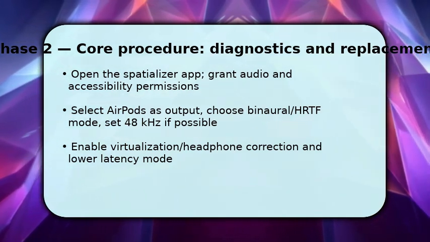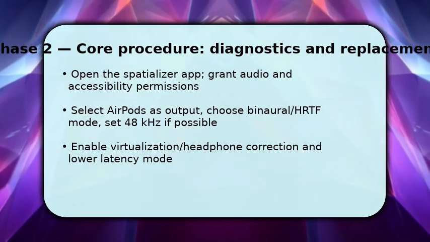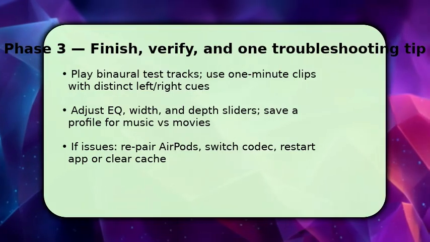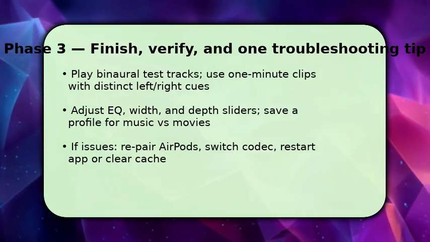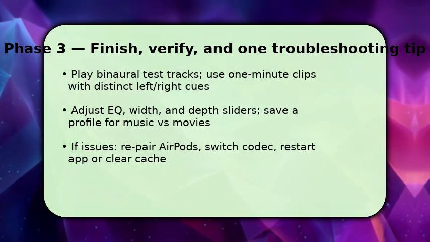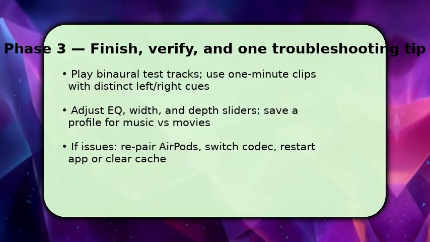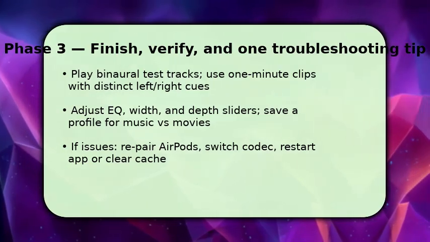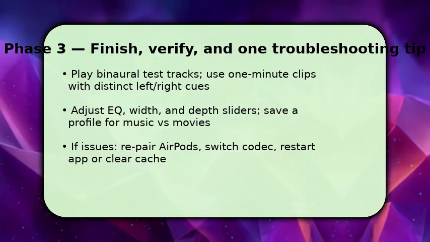You finish by validating and fine-tuning. Play binaural test tracks or purpose-made spatial demos and listen for clear left-right separation and distance. If the scene feels narrow, widen the spatializer's width and increase depth slightly. For vocals, reduce reverb or center focus. Save separate profiles for music versus video so you don't reconfigure every time.